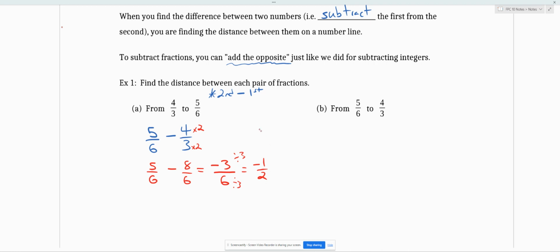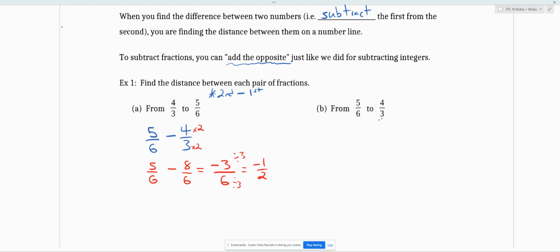So we get a negative half is the distance if we were to start at 4 over 3 and go to 5 over 6. The way to think about that is our distance here is moving left on the number line. We're going in the negative direction.